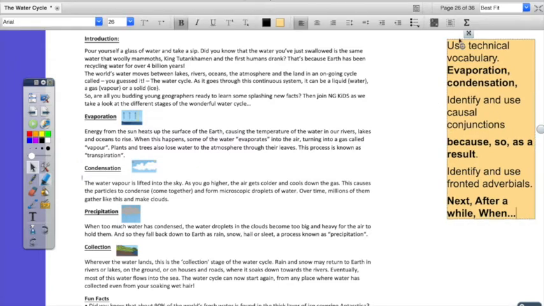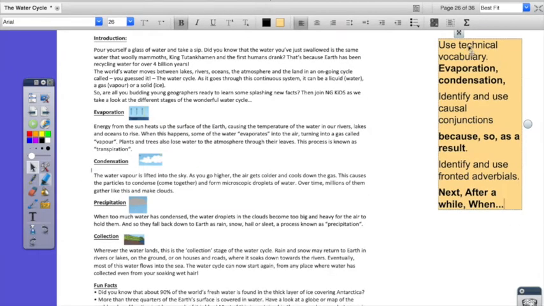You've also got your success criteria here. So we need to be using technical vocabulary. So they are the words like evaporation, condensation, precipitation and collection that you're going to use in your headings anyway. You're also going to need to use causal conjunctions. So because, so, as a result, this causes, okay? You could always look back at the work you did a few days ago and see if you can use any of those sentences. You've also got to use your fronted adverbials. Next, after a while, when, first. And again, you can look back at yesterday's work and look at the range of adverbials that you used.